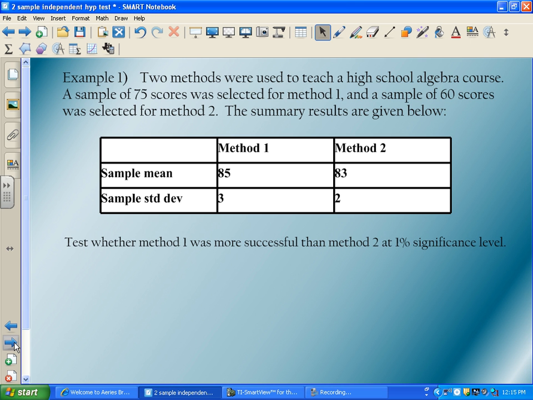Okay? This isn't my actual data. I'll pull up my actual data in a second. But I just want to set us up for something that's pretty straightforward here. And now it says test whether method 1 was more successful than method 2 at the 1% significance level. Again, hopefully you're seeing something where we can start to get statistical validity behind actual real-life data.